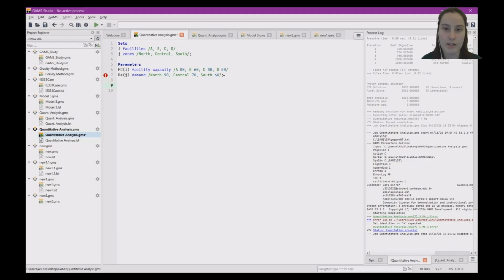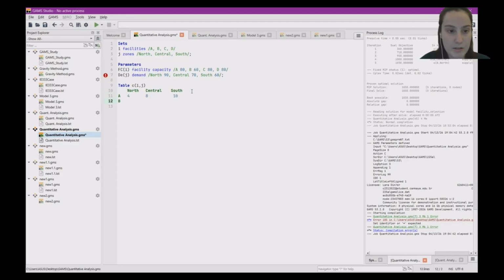Now we are going to write our costs. How we do that is we make a table of C and then IJ, the cost of going from I to J, so from facilities to zones. So we have north, central, south. Then we have A. From A to north, it costs us $4. From A to central, $8. From A to south, $10.